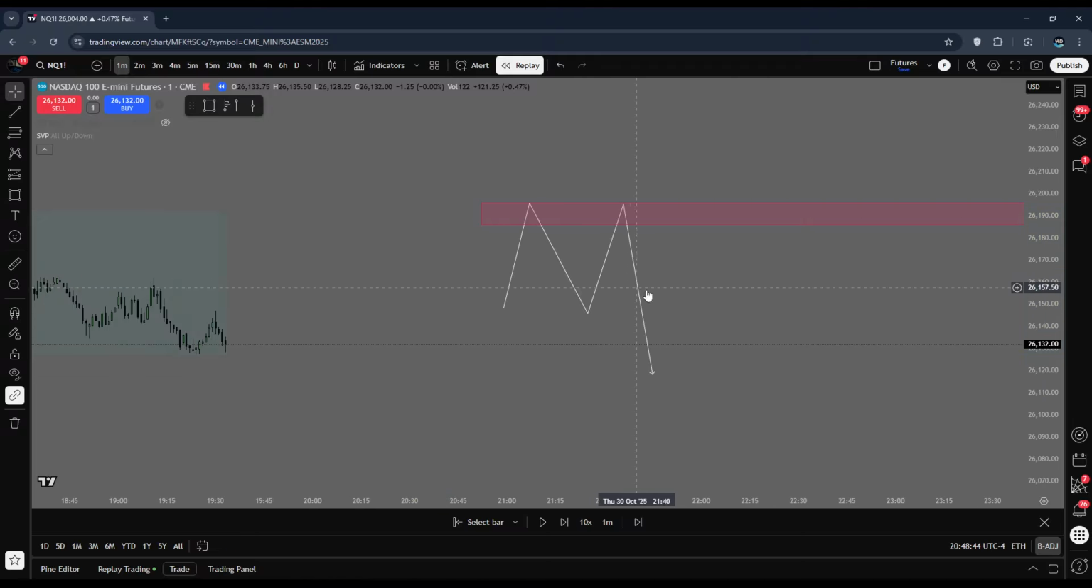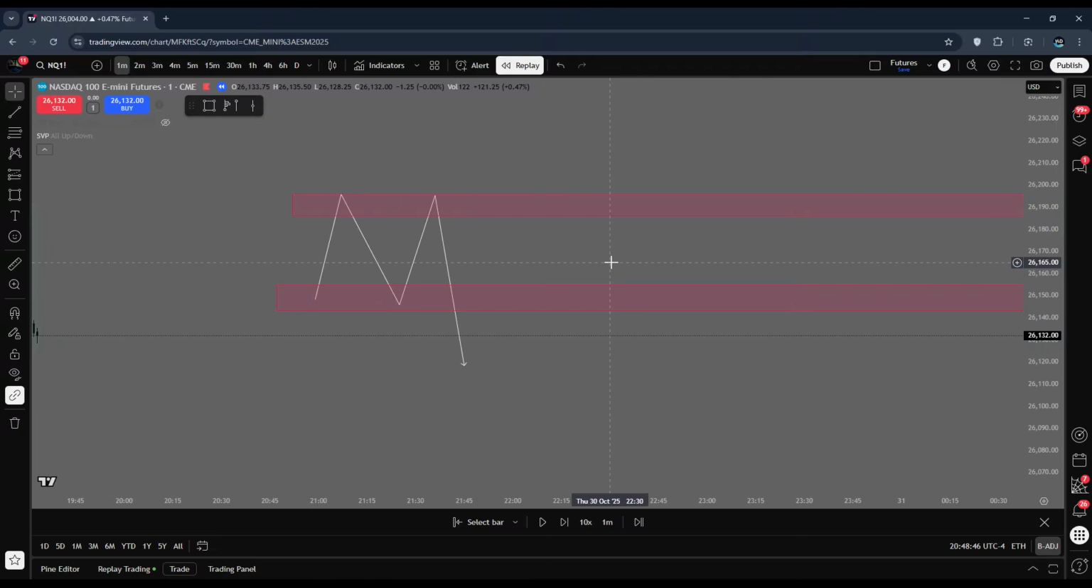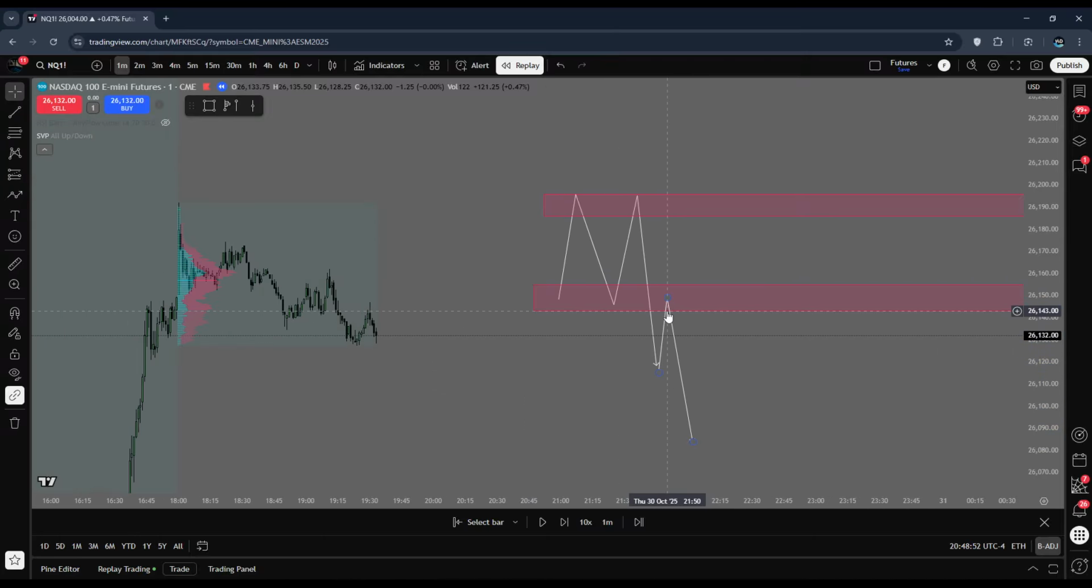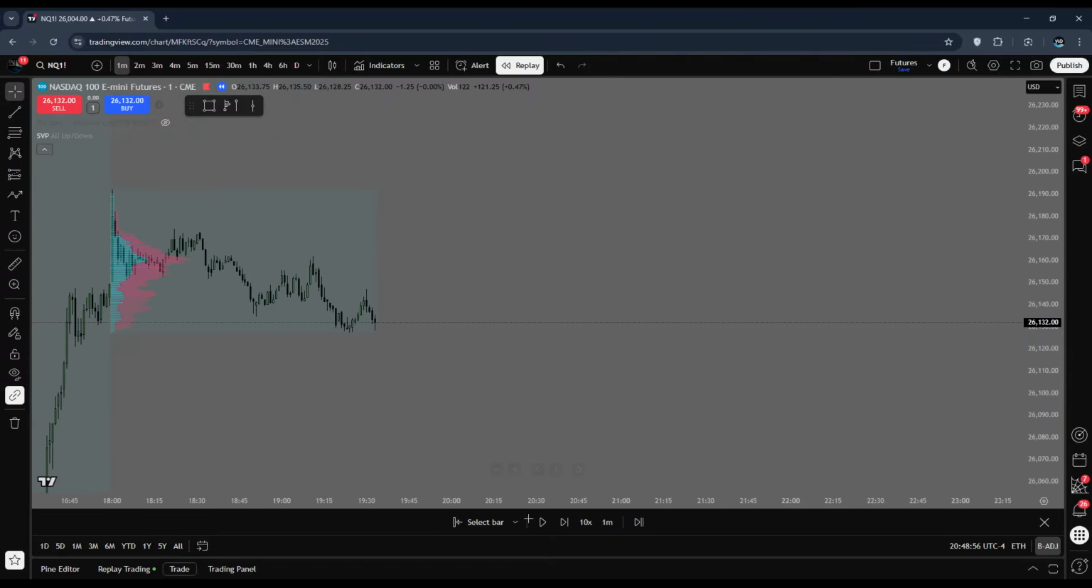Something like this. This is another one, so easy. Just go here, take this. That's pretty much simple SNR. I'll show examples and go through the trade I did today.